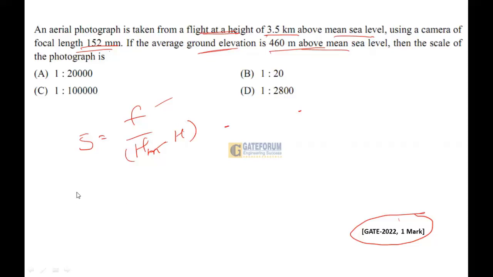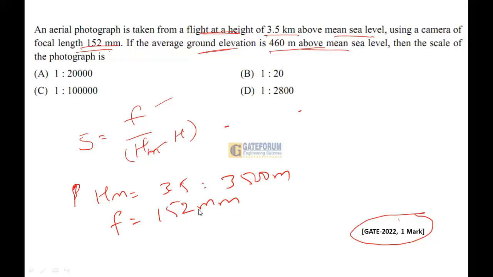Let me write the given data. The flying height HM, the height above mean sea level, is 3.5 kilometers, that is 3,500 meters. Next, the focal length F is 152 mm. And the average ground elevation H is 460 meters above the mean sea level.